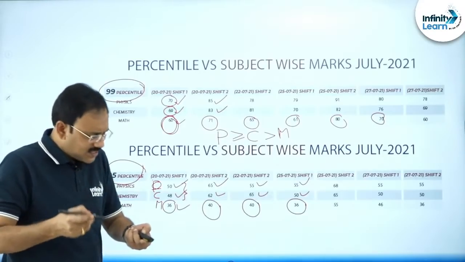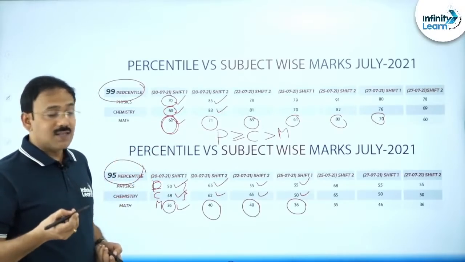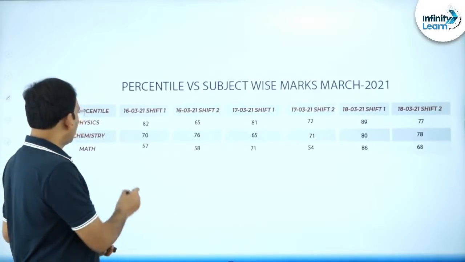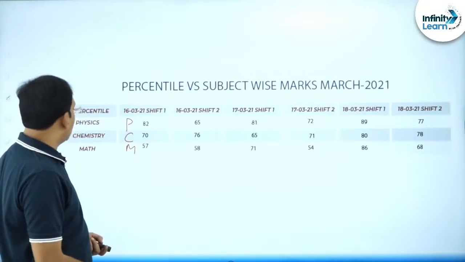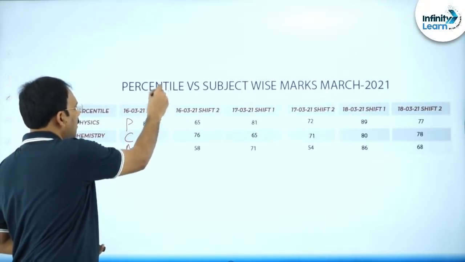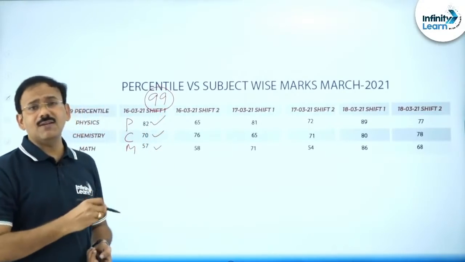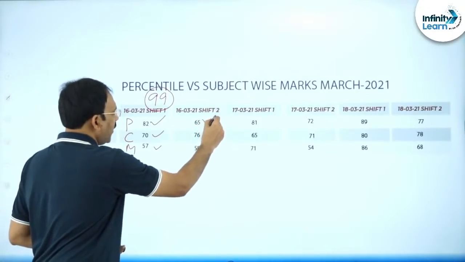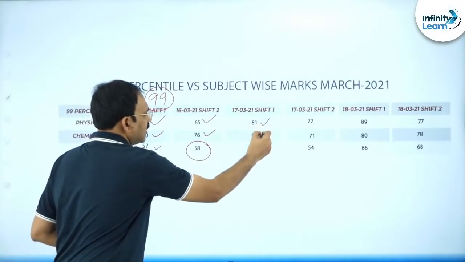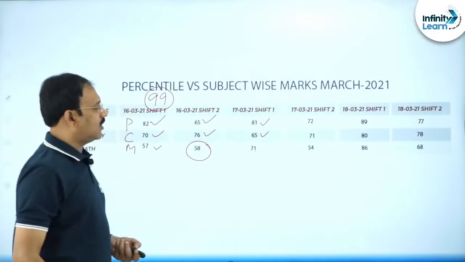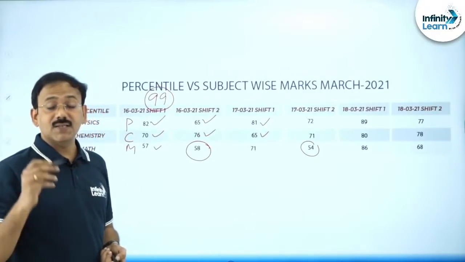So let us see one more, this is the 21 July one, we will see the March paper scenario also, the same thing. First one is physics, second is chemistry, third is math. For 99 percentile friends, I am talking about 99 percentile, 82, 70, 57 in math. Of course 65, 76, 58 in math. Here also, of course, it is a bit greater than chemistry. In all the other places, almost except here, the math paper is comparatively tough.